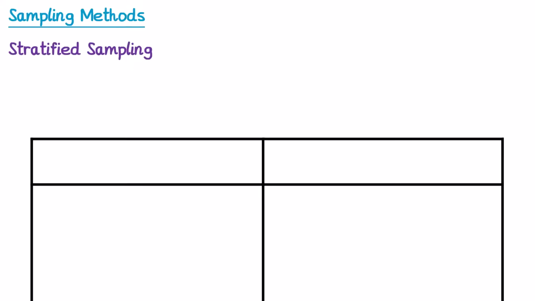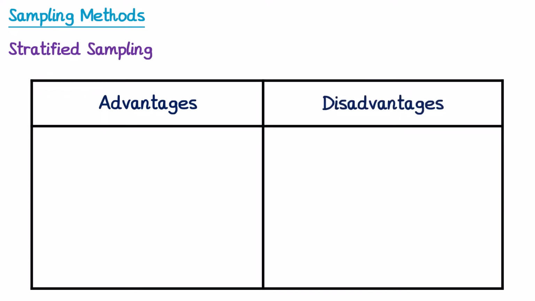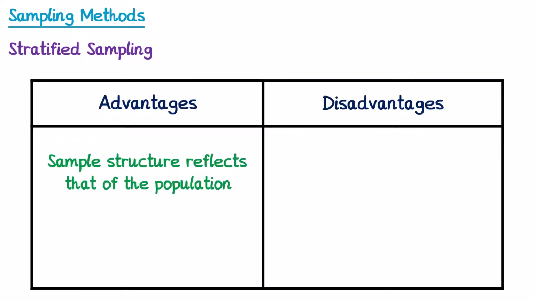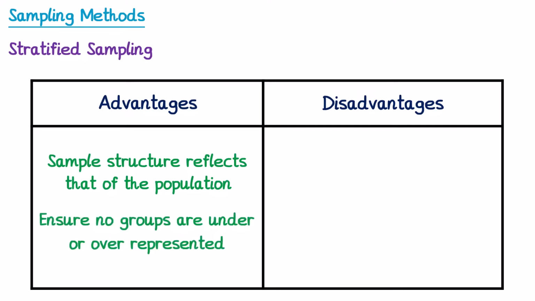As with the other methods, we need to talk about the advantages and disadvantages of stratified sampling. The first advantage is that the sample structure will reflect that of the population. Remember, we have the same proportion in the sample as we do in the population. It also ensures that no groups are under or overrepresented. When you do a method like simple random sampling, it's completely possible that all of the people you sample will be from one particular group, and some groups might not be represented at all. So stratified sampling is a good way around this.